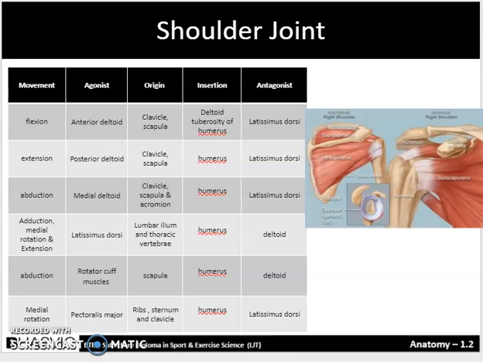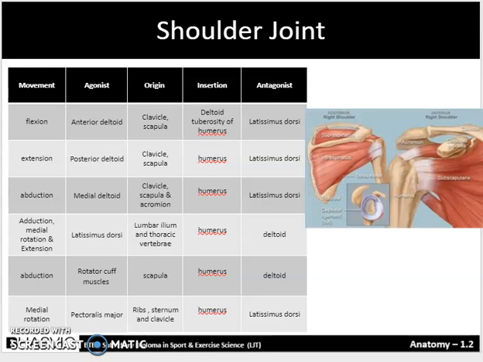The shoulder joint also allows extension. The agonist when extending the joint is the posterior deltoid, and its origin is still the clavicle and the scapula. The insertion point is at the humerus, and the antagonist is still the latissimus dorsi.